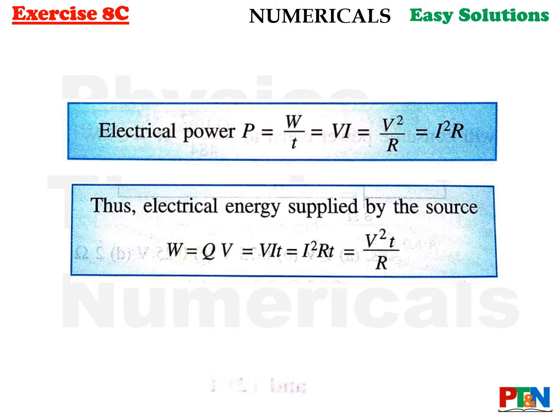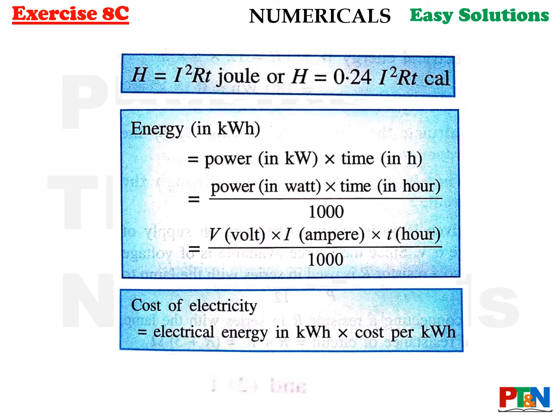Second, electric energy, that is work done, is equal to Q into V. This is VIT, this is I square RT, that is V square T by R. Another set is heat energy generated, that is I square RT joule or 0.024 I square RT in calorie. Then energy in kilowatt hour, that is power into time in hour, and in other different forms. Then cost of electric energy is electric energy consumed in kilowatt hour multiplied by cost of energy per kilowatt hour.